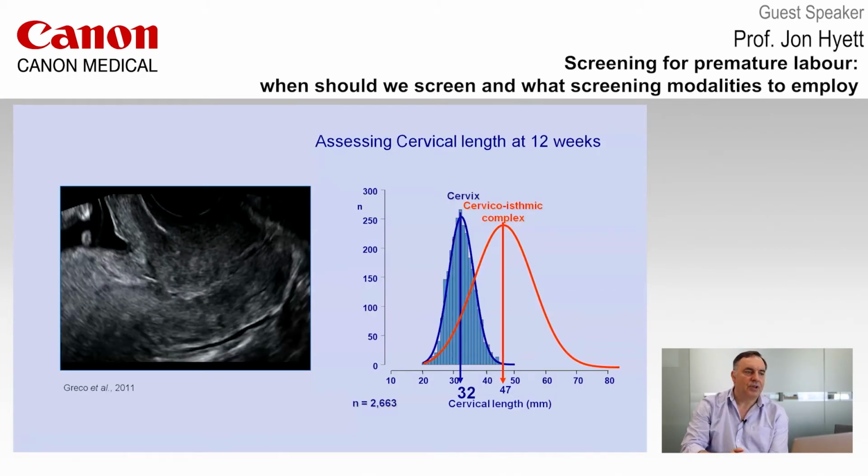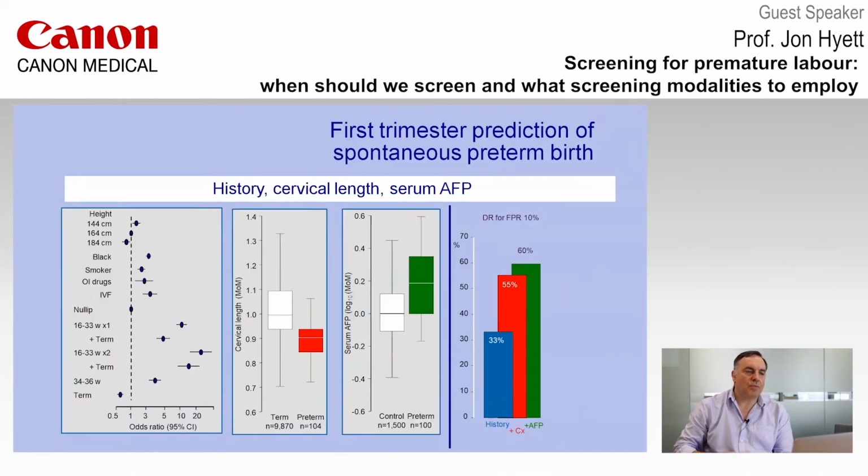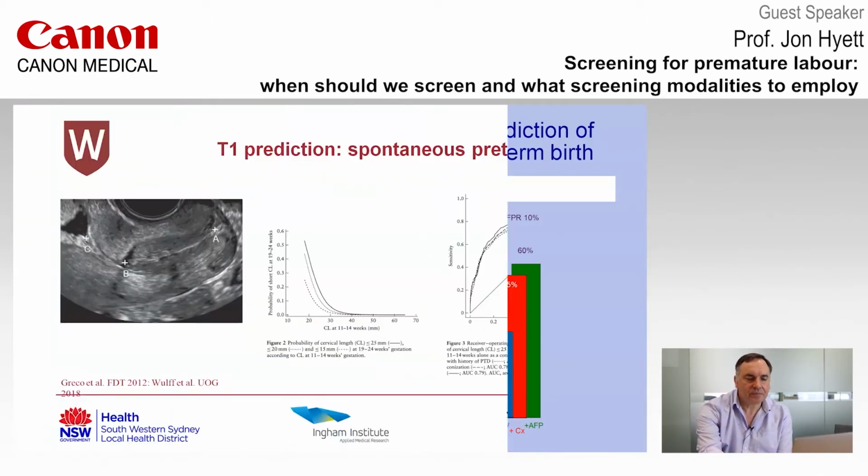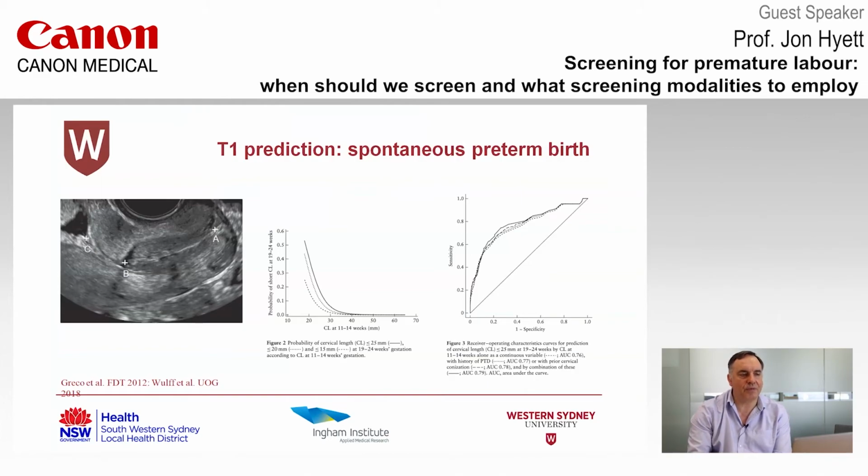Just to finish, you can measure cervical length in the first trimester, but the normal range is actually slightly shorter than the normal range at a later gestational time point. You can put that together with other factors, such as the biochemical marker AFP, and with maternal history, to produce a predictive algorithm for preterm birth. But there is some argument about the value of cervical length in the first trimester, and some groups have not been able to reproduce this.